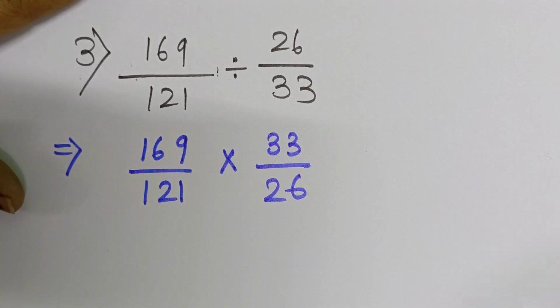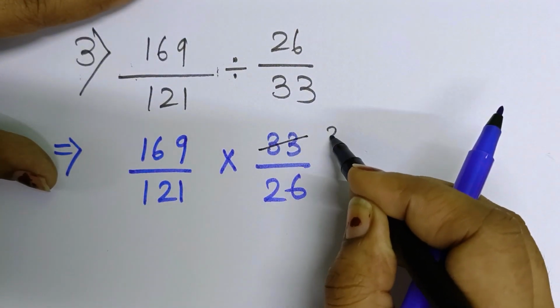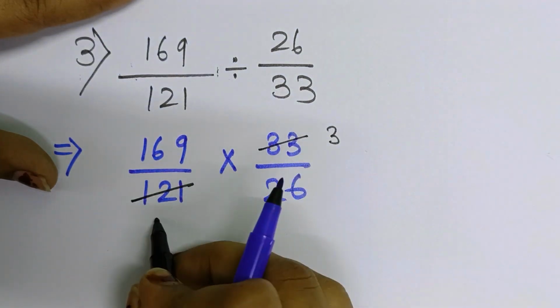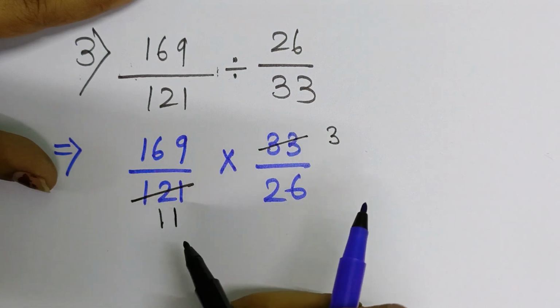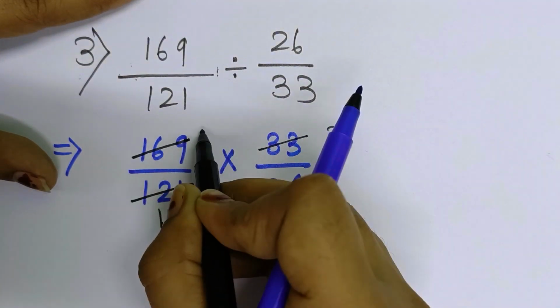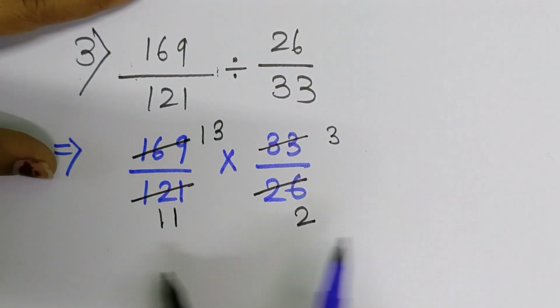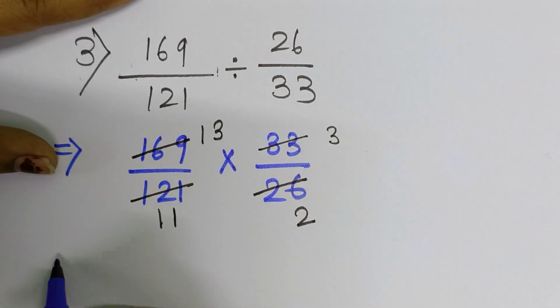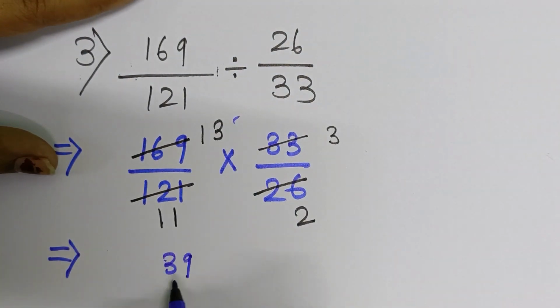Okay, now cut this. As you can see, this is divisible. 11 3s are 33. 11 1 is 11. 11 1 is 11. Means 11 11s are 121. Now 13 2s are 26 and 13 13s are 169. Okay, now the numbers are not divisible by each other, just multiply. So 13 3s are 39 by 11 2s are 22.